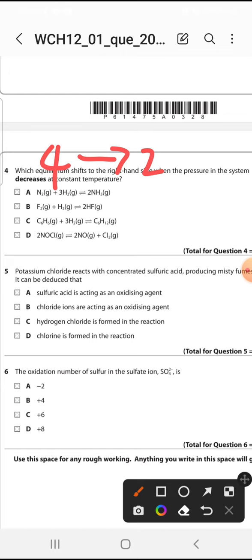Second reaction, you can see both sides have the same number of molecules, so the second cannot be the answer. Third one, 1 plus 3 is 4, and 4 becomes 1. And the third one, 2 becomes 2 plus 1, which is 3.